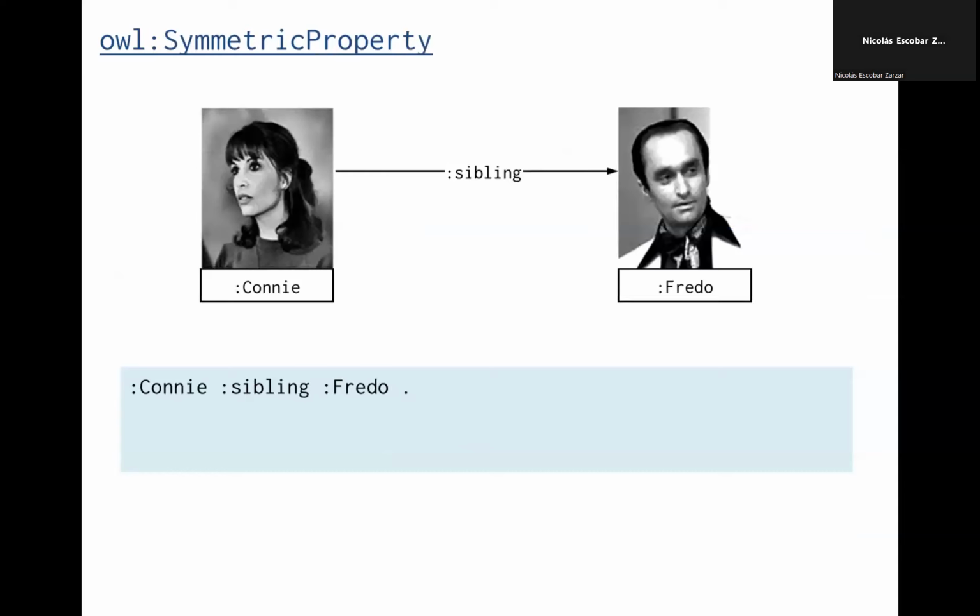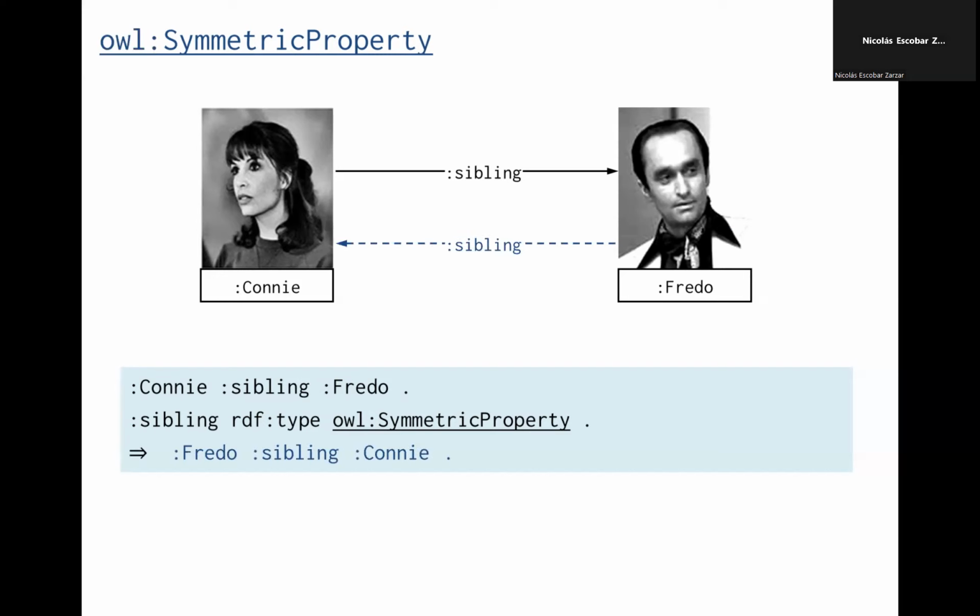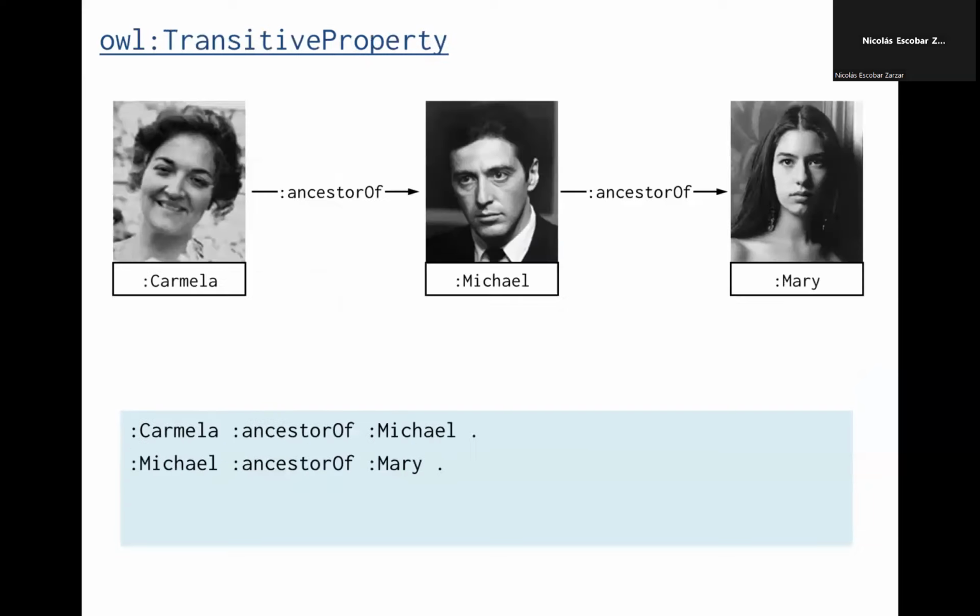Symmetric properties. You probably heard of symmetric properties before. No? So we can define a property to be symmetric here. We could say that if Connie is the sibling of Fredo, and if sibling is of type symmetric property, what could we infer from this? We can infer Fredo sibling Connie, which is completely equivalent to saying sibling inverse of sibling. It's the same thing. So Fredo sibling Connie.